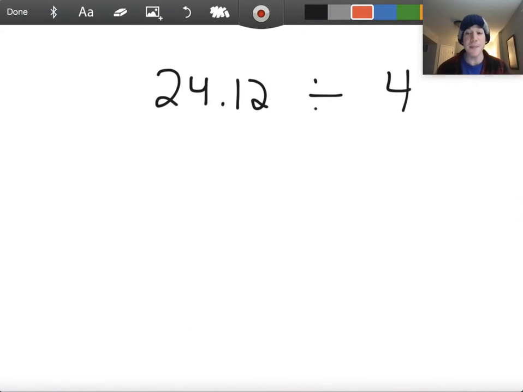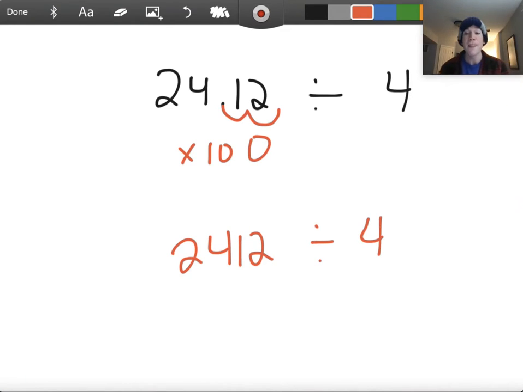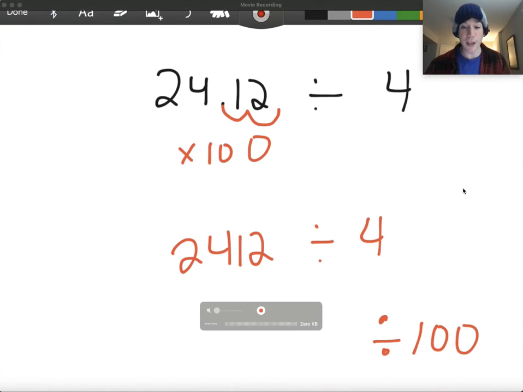And again, the same thing works when we're dividing. If I have a decimal divided by a whole number, I can move that decimal over 2 times. That's like multiplying by 100. I will take 2,412 divided by 4. And because my answer is 100 times bigger than it should be, I can divide by 100. So this idea of multiplying and dividing by tens, hundreds, and thousands can make our lives a lot easier. Think about how we can use this and think about why it makes sense.